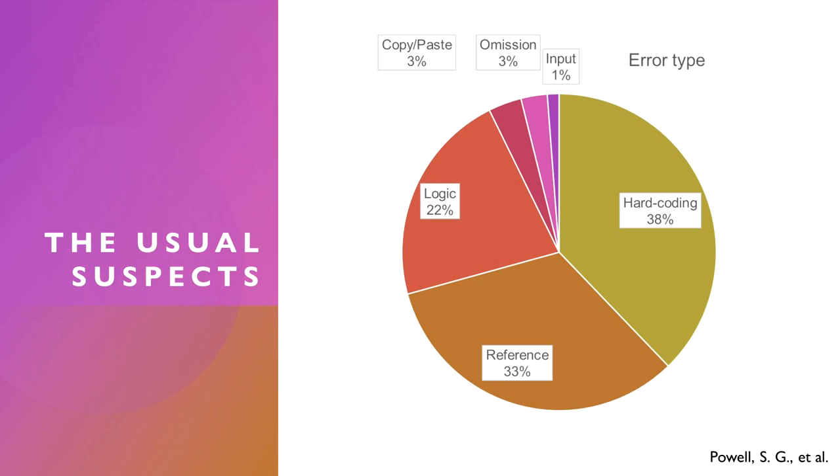The next most common is a reference error, where a cell or a range that's called out in a formula is not actually the one that was intended. And then there's logic errors, some mistake where a formula is not doing the math that was intended, like in the JP Morgan spreadsheet. There are other less frequent errors, like copy and paste errors, errors of omission, or typos in inputs.